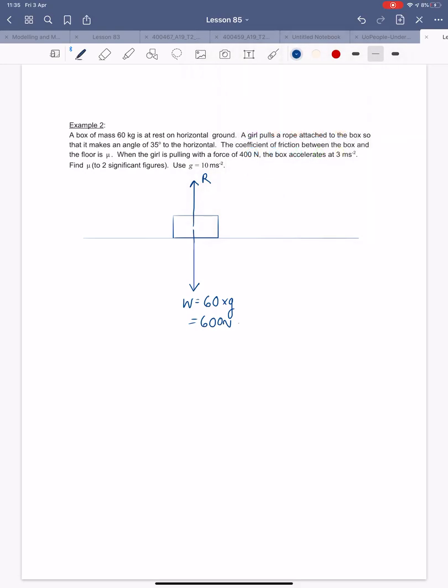A girl pulls a rope attached to the box that makes an angle of 35 degrees to the horizontal. So this is a pull, it might be a T. The coefficient of friction between the box and the floor is mu. So this is going to be friction, which is always mu times R. The girl is pulling with a force of 400 newtons, and that box accelerates at 3 meters per second squared. Find mu. The first thing to remember is that this 400 newtons can be split into 2 forces, like so. That is 400 cos 35 degrees, and this is 400 sine 35 degrees.